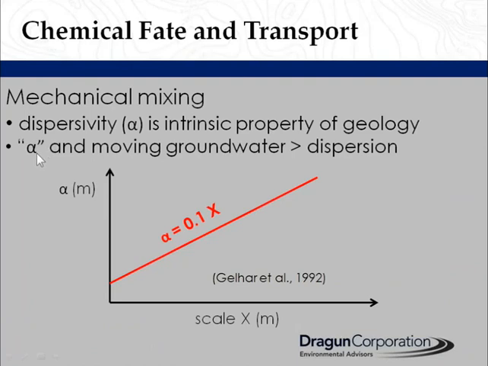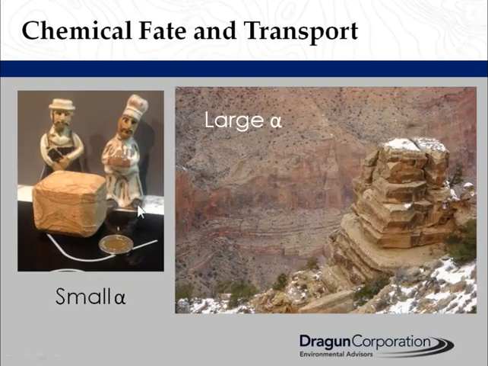So as we have moving groundwater, there's this intrinsic property of the geology called dispersivity, and we get dispersion of the chemical. And Gelhar had a number of papers where they showed that the bigger the area you look at, the more something will disperse. And we can kind of see that in the next slide.